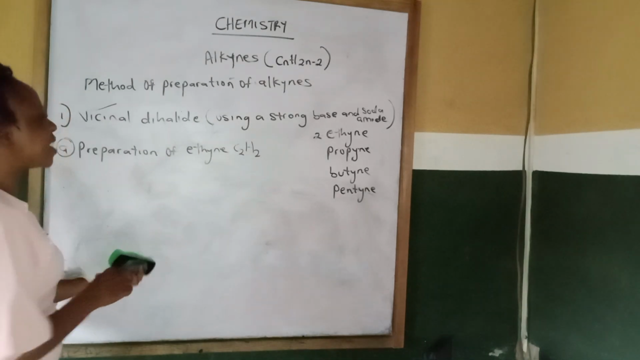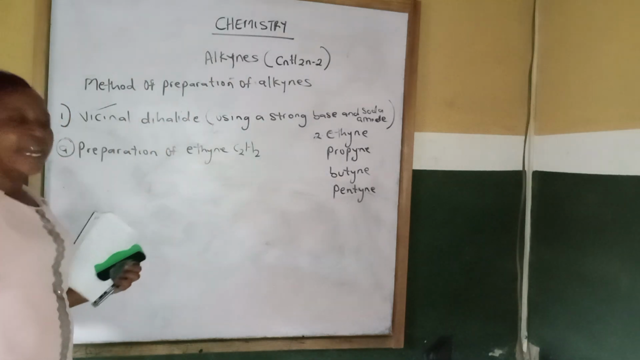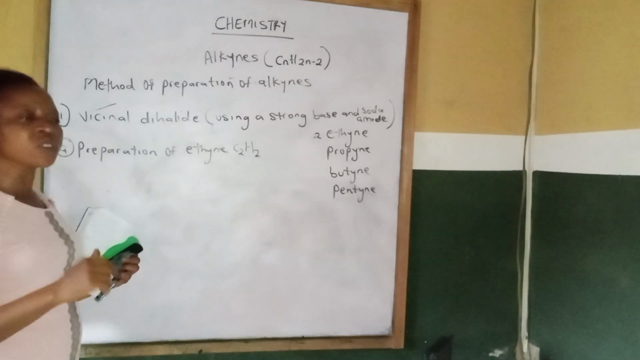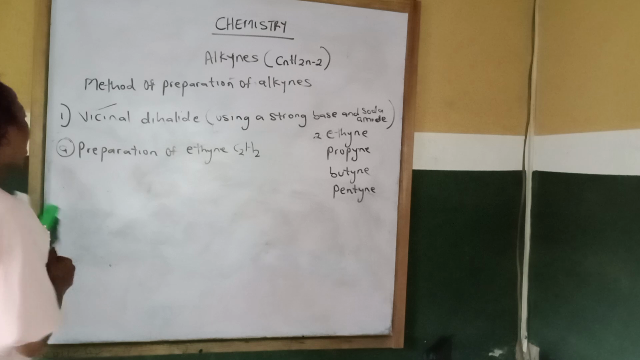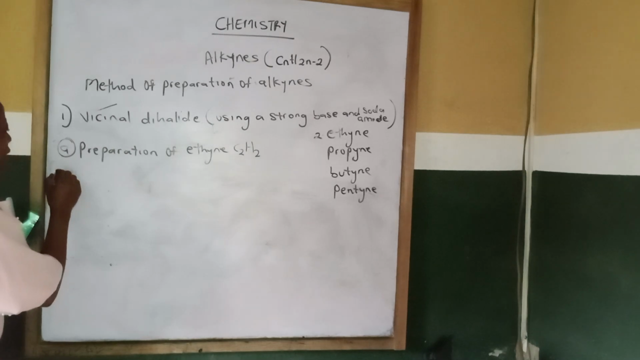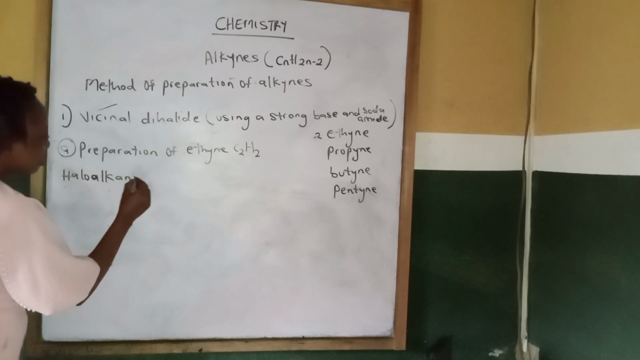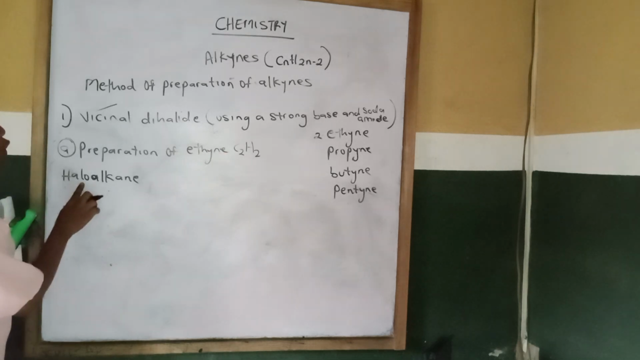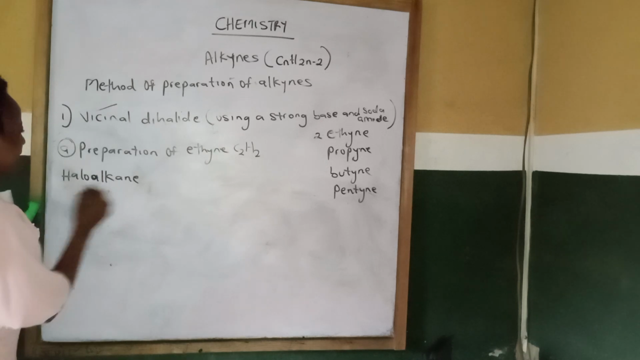Now to prepare this ethyne, you use a corresponding alkane. Your starting material must be an alkane. So if I want to prepare ethyne, I will prepare it from haloalkane. Since I want to prepare ethyne, you use haloethane.